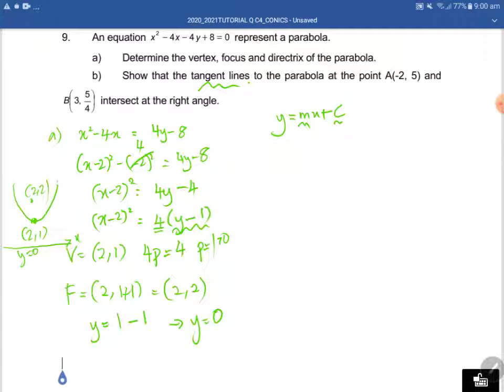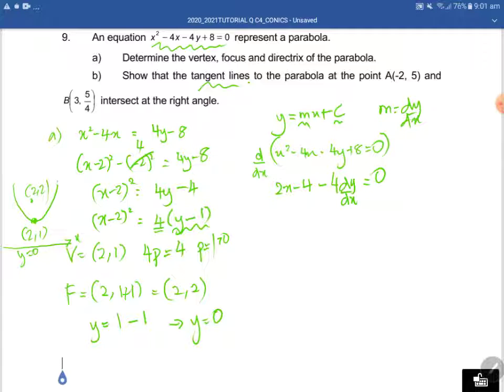So how to find the gradient of the parabola at a certain point? We know the gradient is also known as dy/dx, right? So we can apply implicit differentiation on the equation of the parabola. We have x squared minus 4x minus 4y plus 8 equals 0 as the equation of the parabola. If we differentiate everything with respect to x, we will have the gradient, which is dy/dx. Differentiating everything here, we get 2x minus 4 minus 4 dy/dx plus 0 equals 0.